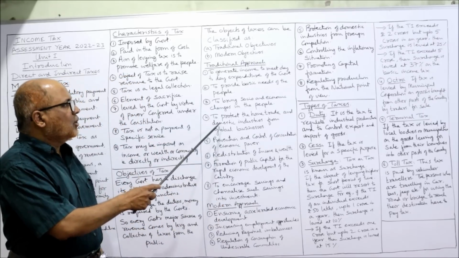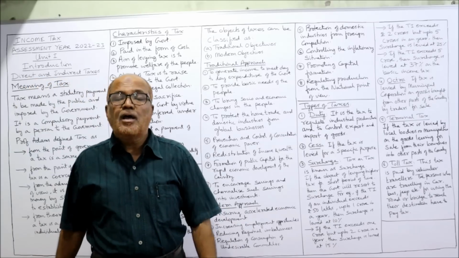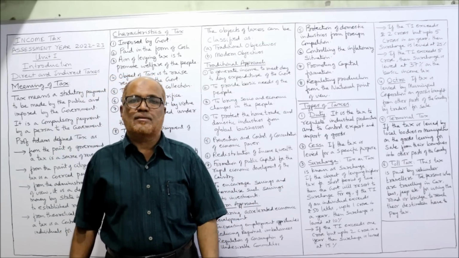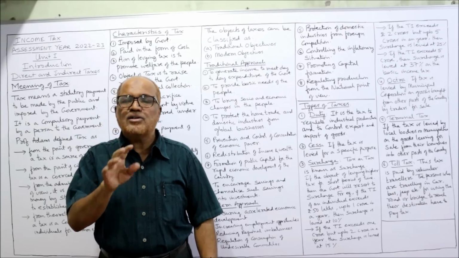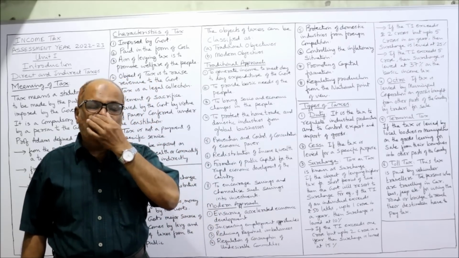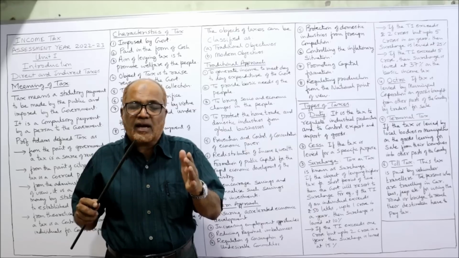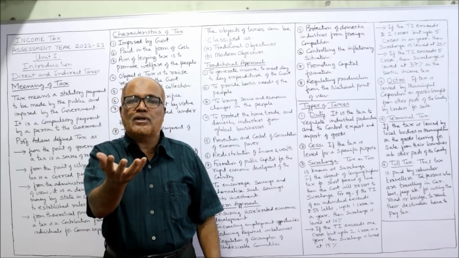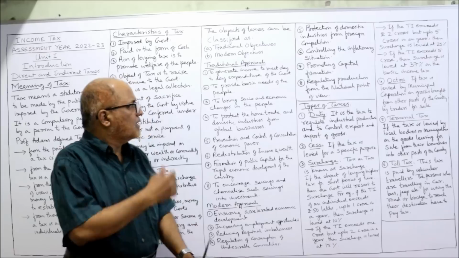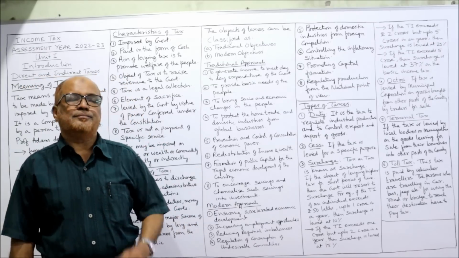So tax is required to protect home trade, that is, domestic industries from global business. Nowadays, due to globalization, which took place in the 1990s, the home industries, the domestic industries, are facing competition from foreign businesses. So the government will collect the tax in order to protect the domestic industries from foreign competitors.